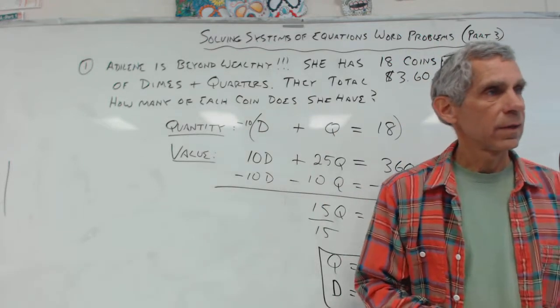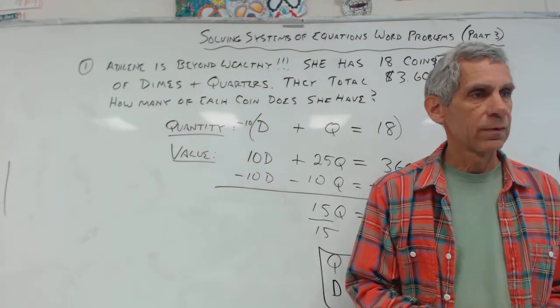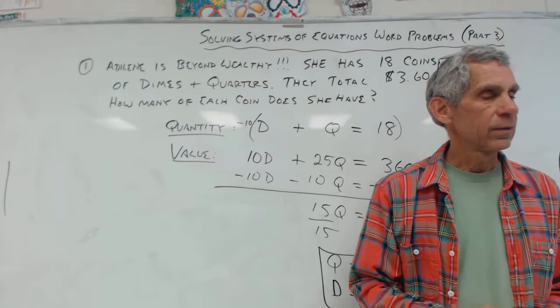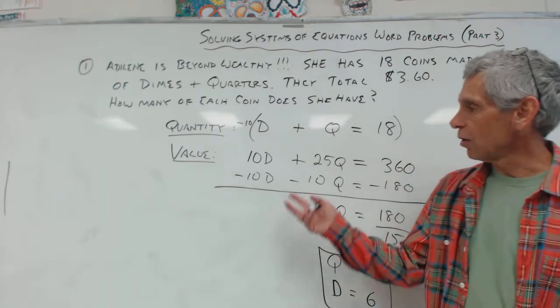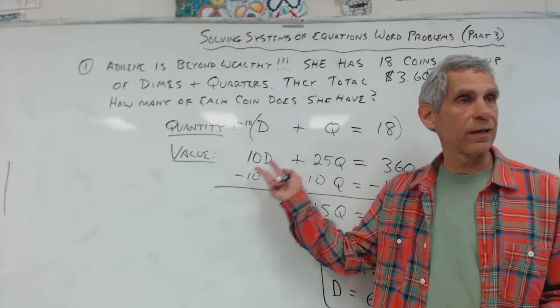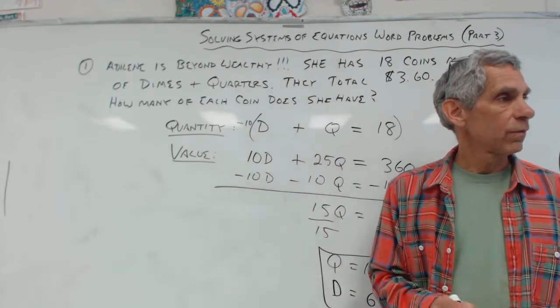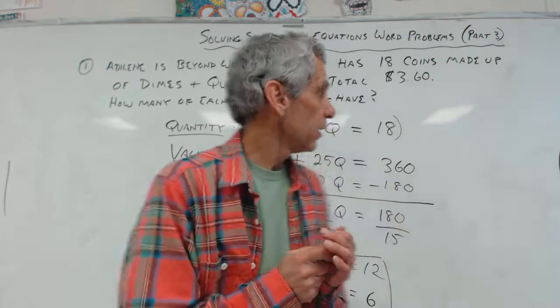It's pretty easy, right? In a way, they're easier than yesterday's ones, because you always know it's going to be a 10 in front of the D, and 25 in front of the Q. So it's pretty straightforward.